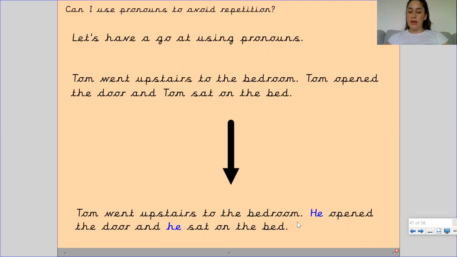Now, if you feel like this sentence has too much repetition with he, you could also say, Tom went upstairs to the bedroom, he opened the door and sat on the bed. But the point of a pronoun is so we stop repeating the same noun over and over again.